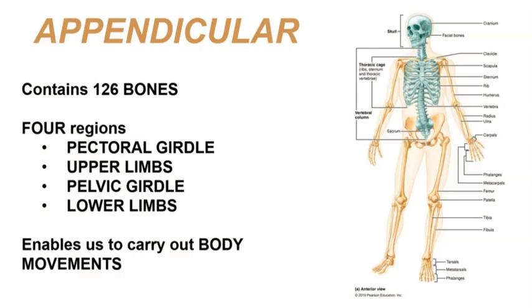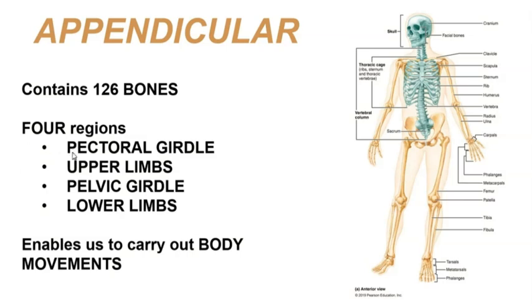So now that we have concluded our overview of the axial skeleton, we can return our attention to the appendicular division of the skeleton. Recall that the appendicular division contains 126 bones in 4 distinct regions. Those regions were the pectoral girdle, the upper limbs, the pelvic girdle, and the lower limbs. Also recall that the girdles function to unite the limbs to the axial skeleton, while the limbs enable us to carry out our body's movements.